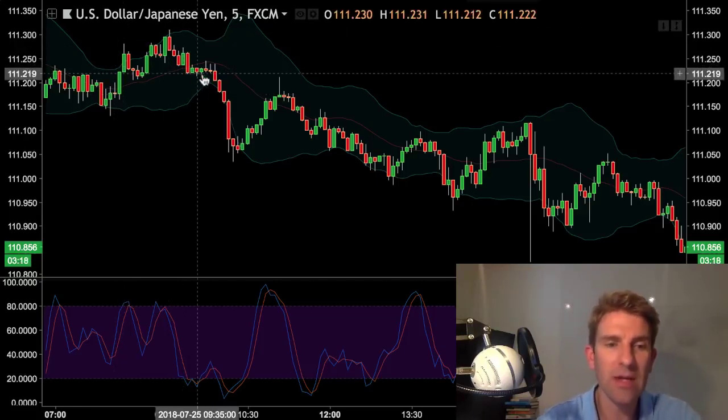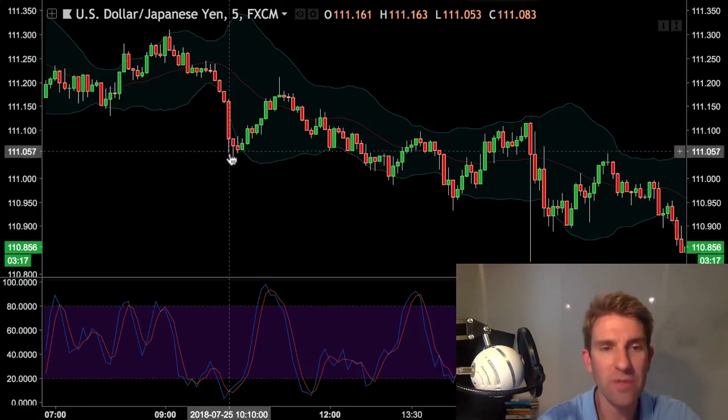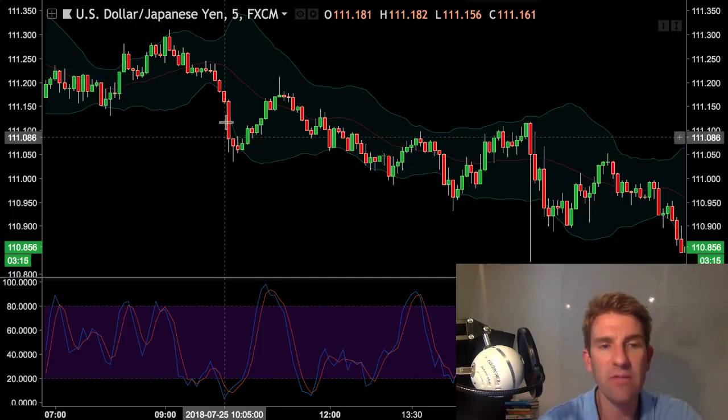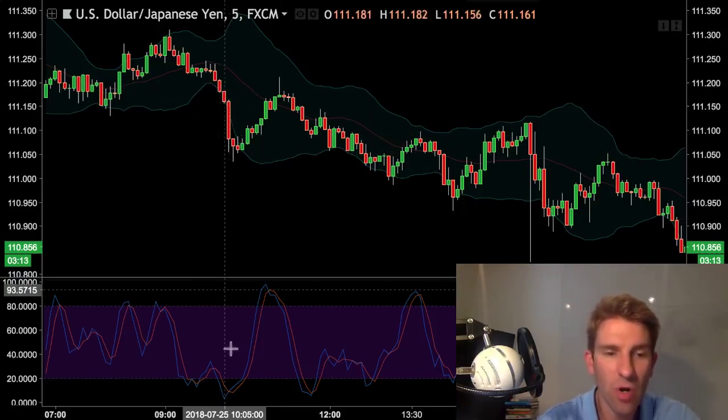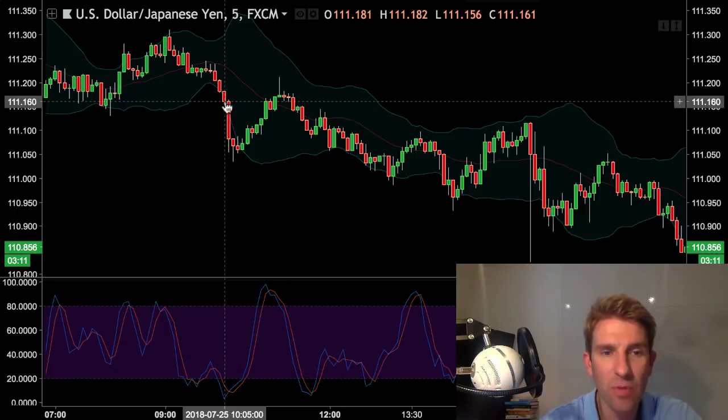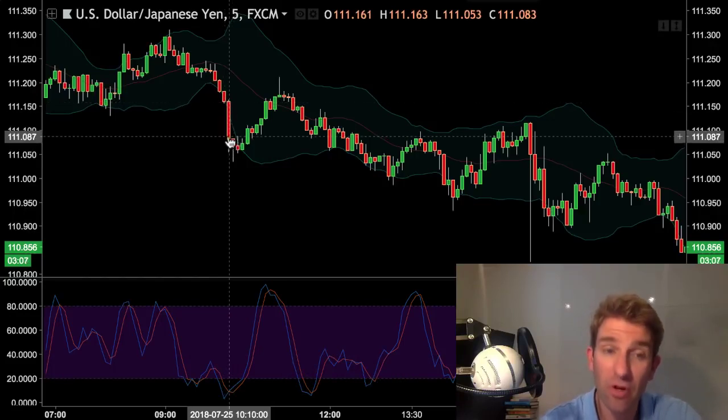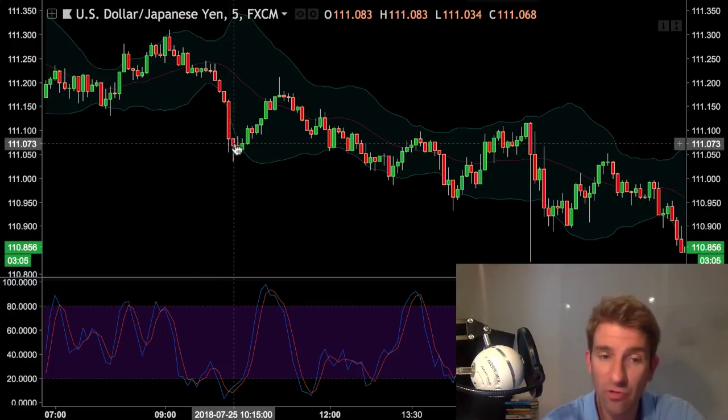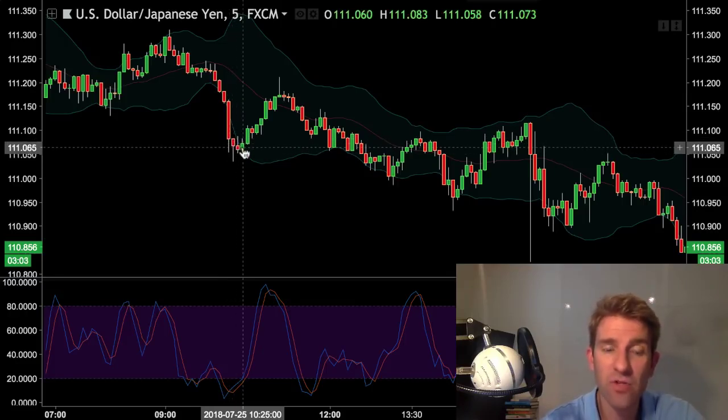US dollar JPY here, guys, pushed down, we broke through the lower Bollinger Band. Have we got the criteria we want? Yes, we have. We've got an oversold condition on our stochastic. We've got the lower Bollinger. We haven't got a green one yet. We wait. We're through the lower Bollinger, definitely. Here we go, waiting for our first green. First green. Bang. We take our long entry.